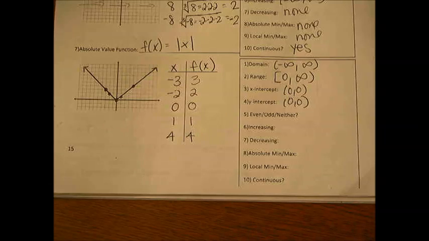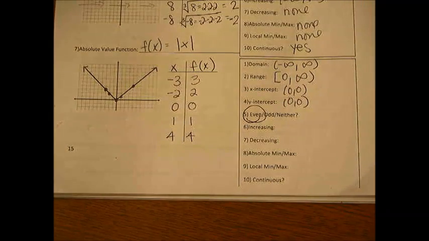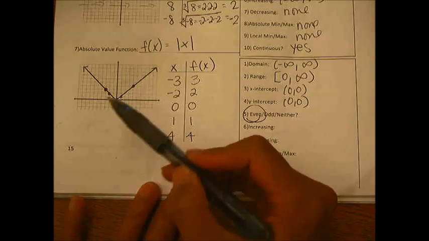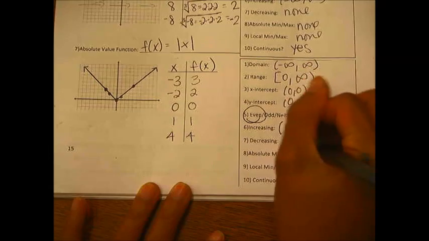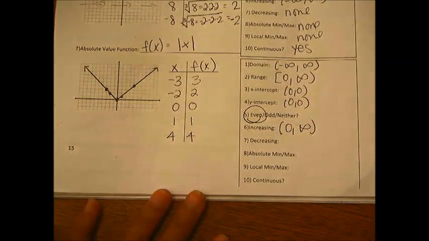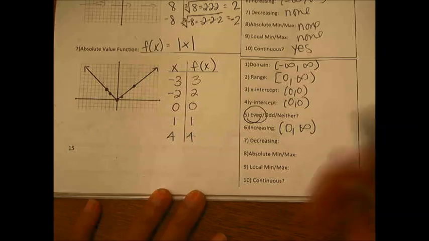Is it even, odd, or neither? It's definitely even for once. Is it increasing the entire time, or decreasing the entire time, or a mixture between the two? If you look at it, it's increasing from here to there, so from 0 to infinity. And it's decreasing from negative infinity to 0.